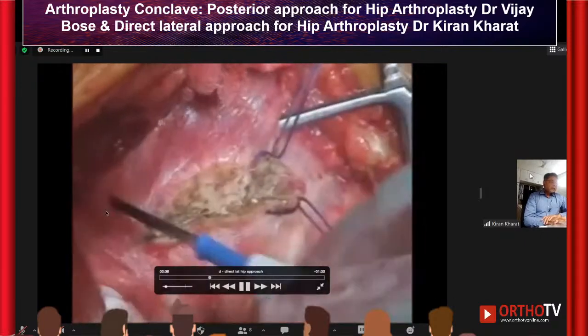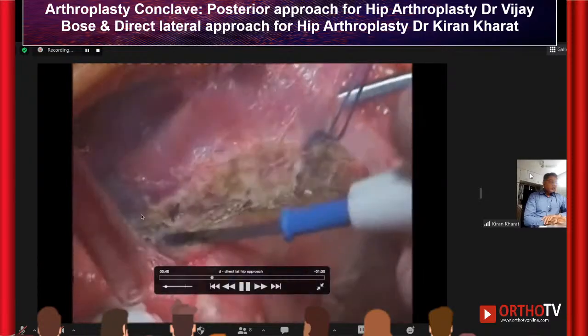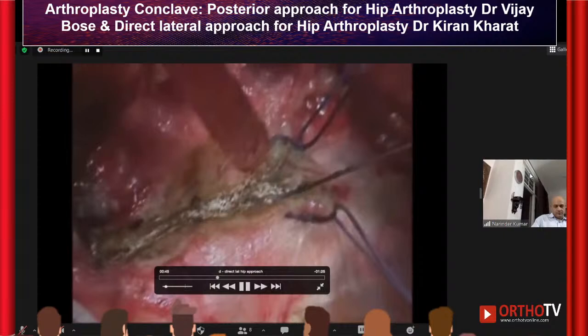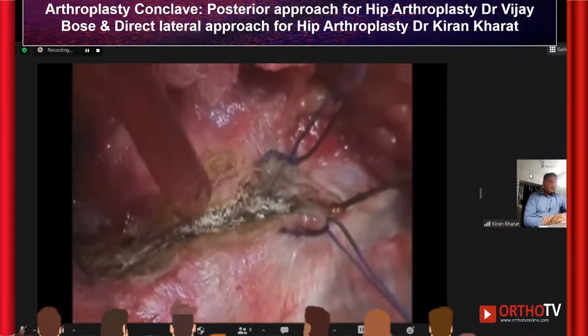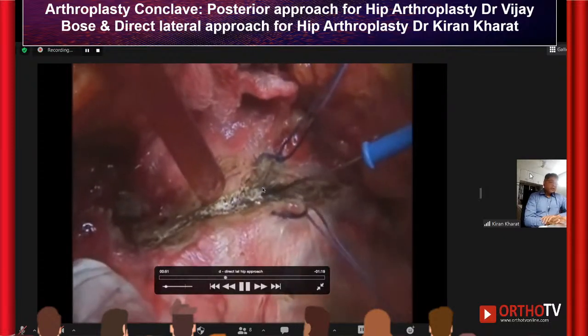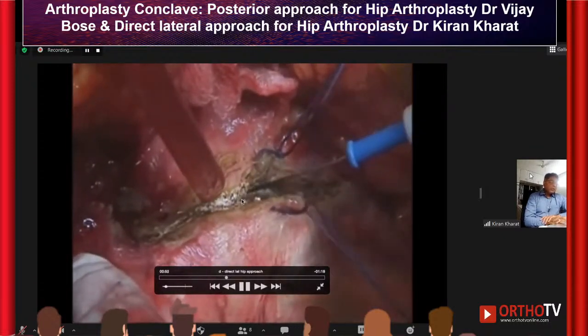This is what I'm saying: going into the muscle belly prevents you from damaging the superior gluteal nerve. And you can go down into the vastus lateralis if required. In this patient, I had to do it because I knew it was a very tight hip, a very, very big hip, and I anticipated that problem.